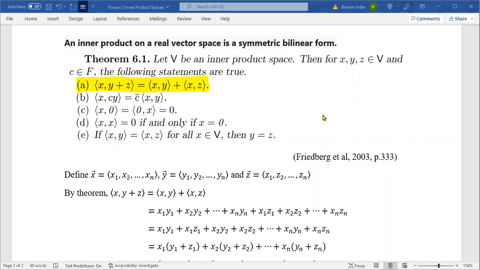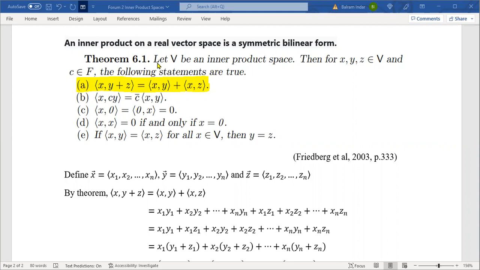Welcome everyone to my presentation on proving why it's a true statement that an inner product on a real vector space is a symmetric bilinear form. Now, to prove my point, I'm going to use theorem 6.1, which is found in Linear Algebra, 4th edition by Friedberg and others. Of prime importance is part A of this theorem.